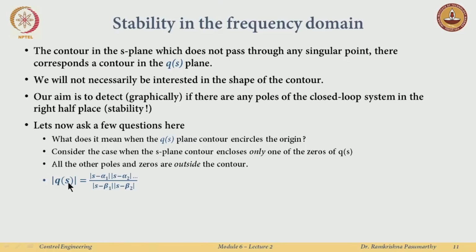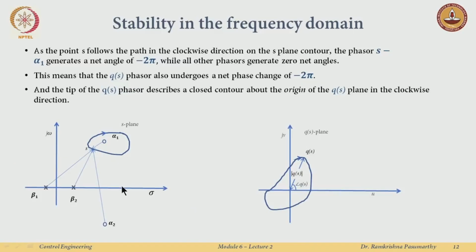Now given this complex number, I can compute the magnitude of Q(s), and I can also compute the angle, that is, the angles of the zeros minus the angles of the poles. Okay, so let's see here. This is the contour in the s plane which encircles a zero. So let's see, as the point s follows the path in the clockwise direction.